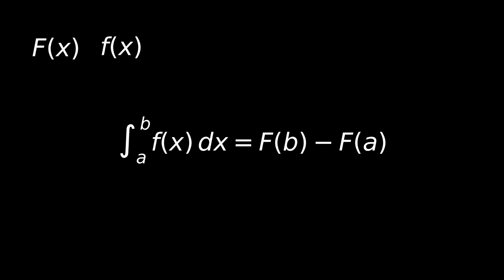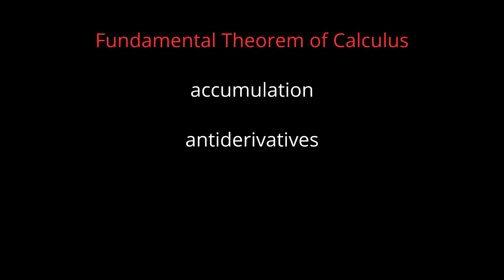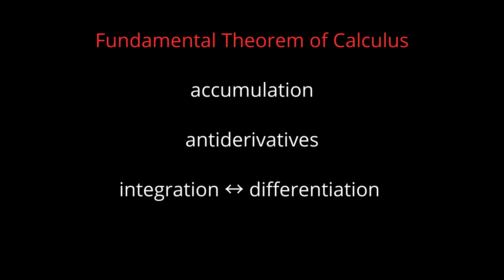The infinite limiting process of adding infinitely many infinitely small rectangles can be computed by finding an antiderivative and evaluating it at the endpoints. This theorem connects accumulation and antiderivatives. It tells us that integration and differentiation are inverse processes. The definite integral measures total accumulation, and the indefinite integral provides the tool to compute it.